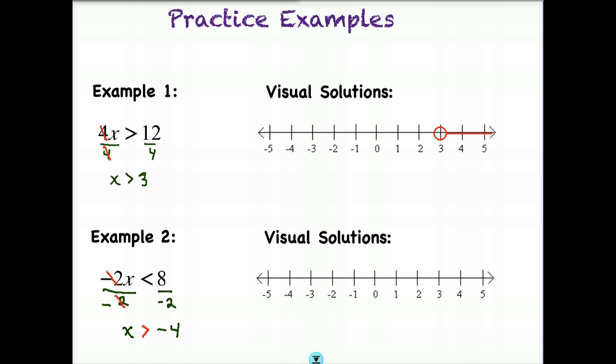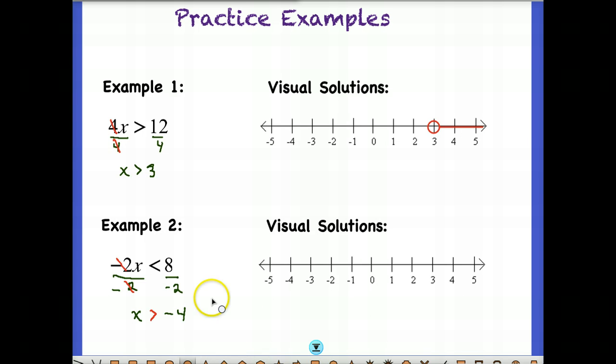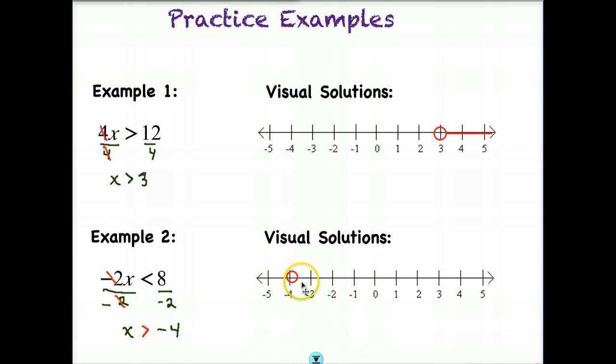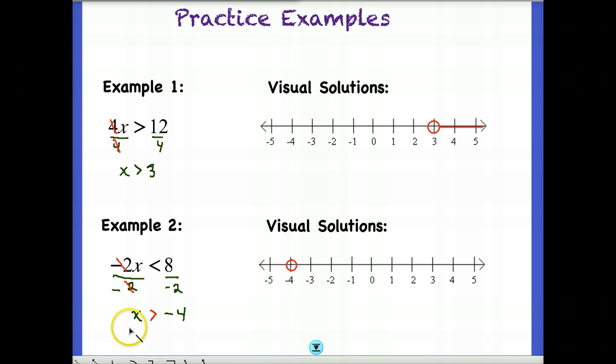Okay, so if we graph this, again we just have a greater than sign, so we need an open circle at -4. You always put your open circle or your closed circle at your number to start, and then we need to draw an arrow. Luckily, we remembered to switch the sign, so our line will hopefully be in the right direction. x is greater than -4, therefore we need to draw our line to the right of -4 because all those numbers will be greater than -4.